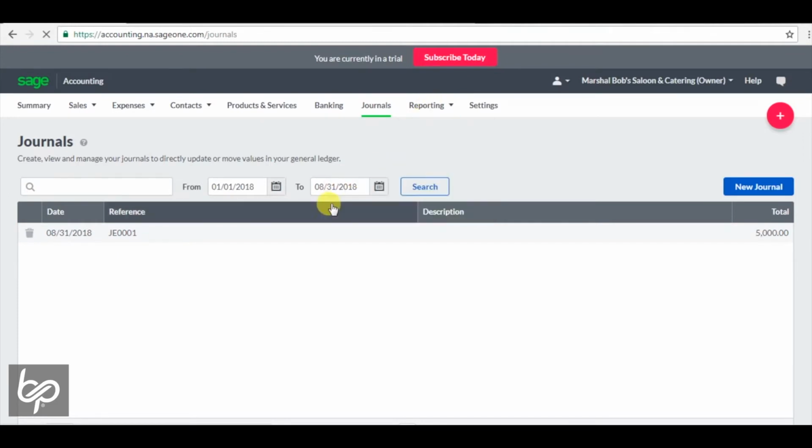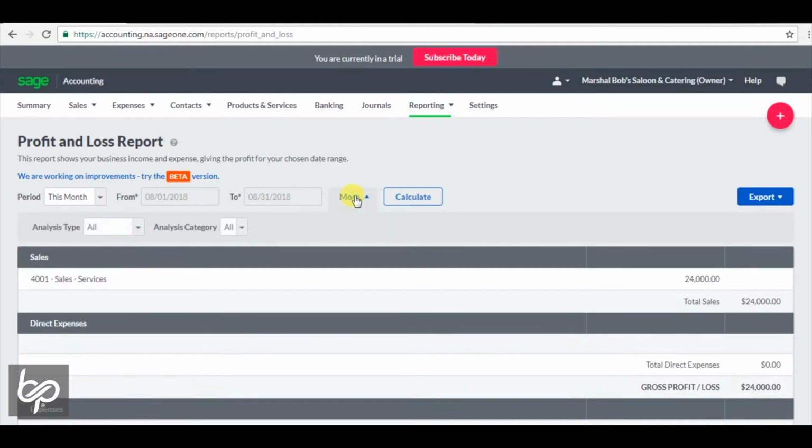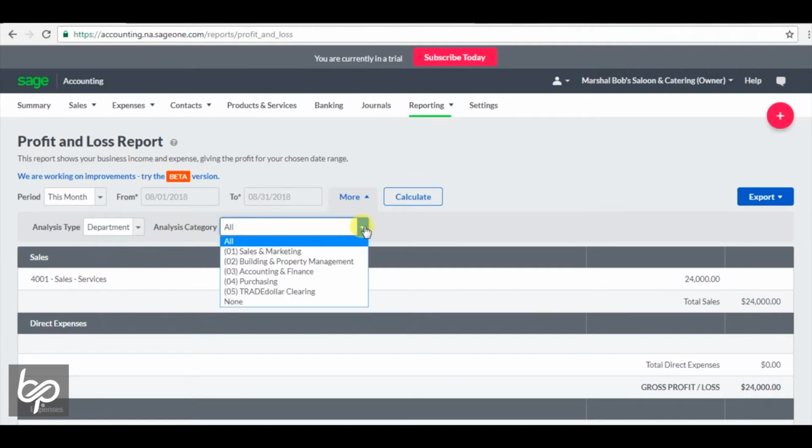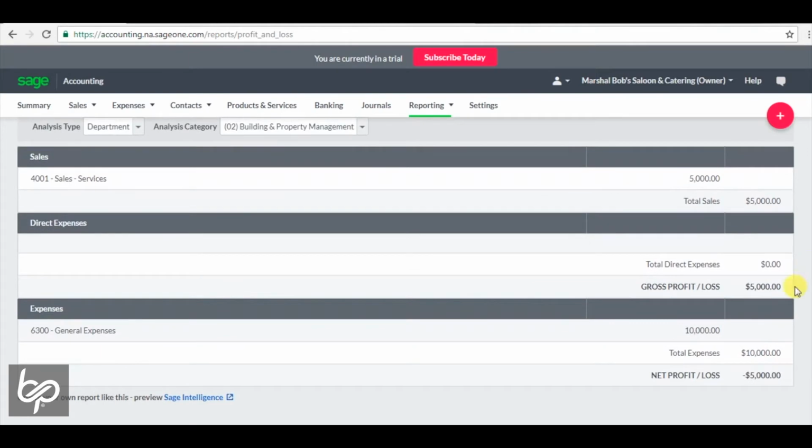So now if we were to look at the profit and loss for the building department, which is the only thing it has in it right now, we're going to do by department, and we're only going to look at the building and property management department. Normally the building and property management department doesn't have sales, but in this case, now that we're talking about barter, it has this $5,000 sale, and then it also has this $10,000 expense, meaning that instead of the $10,000 expense counting against them in full for barter, it's actually only counting against them for $5,000.